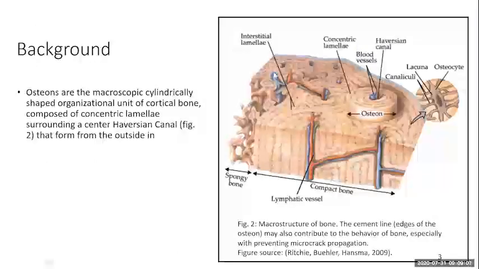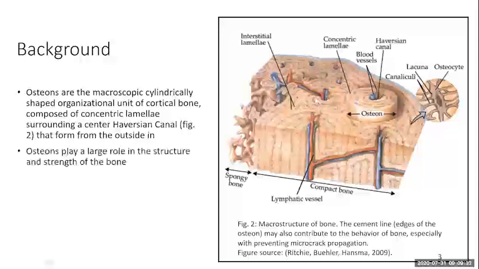So some background. The cortical layer is this layer of bone, and it's in between the bone marrow, which is over here, and the outer layer of bone around the edges. It's composed of cylindrical units called osteons that are made up of concentric layers of cells with a room in the middle for blood vessels called the Haversian canal.